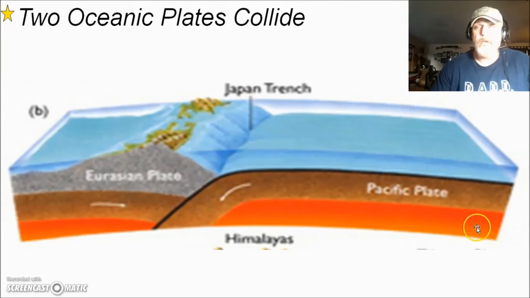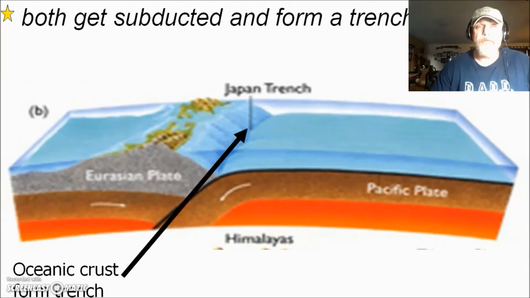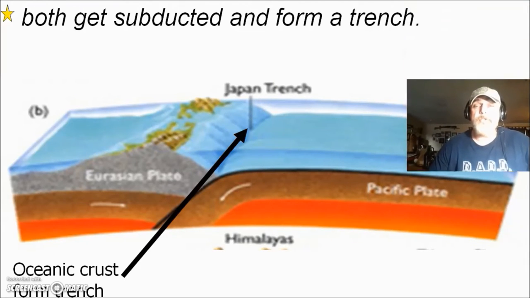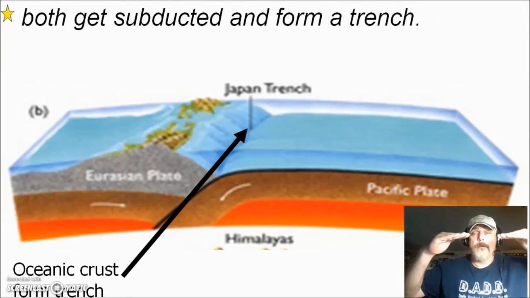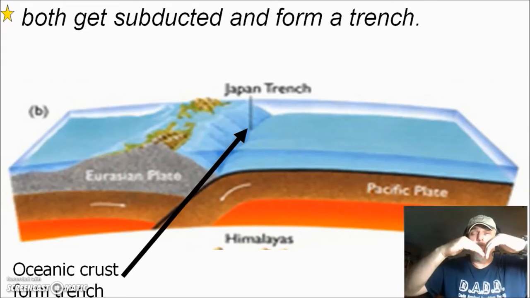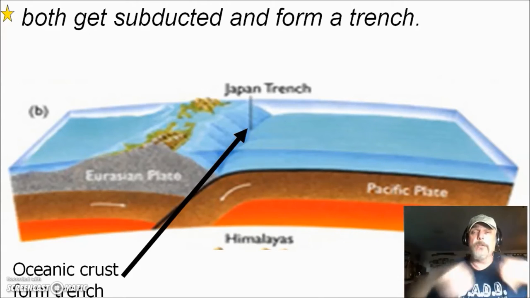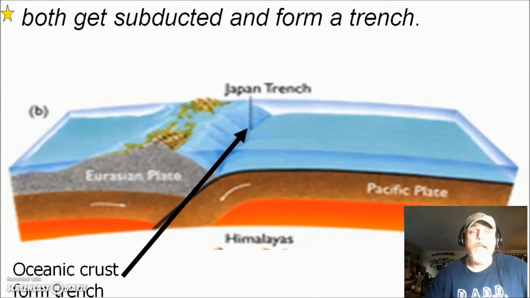And this is occurring right off the coast of Japan. And what happens then is both plates will get subducted. So both plates, oceanic plates, both very dense, both thin, both get subducted. And there you're going to find another oceanic trench forming, like the Japan Trench right off the eastern coast of Japan.